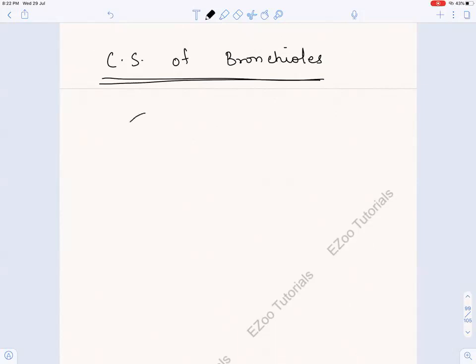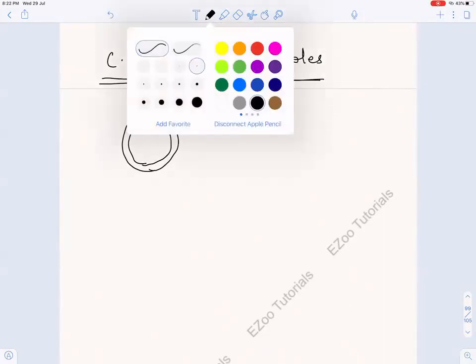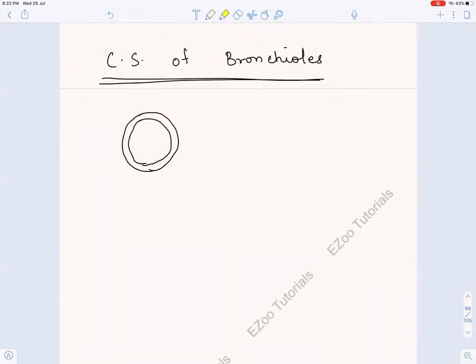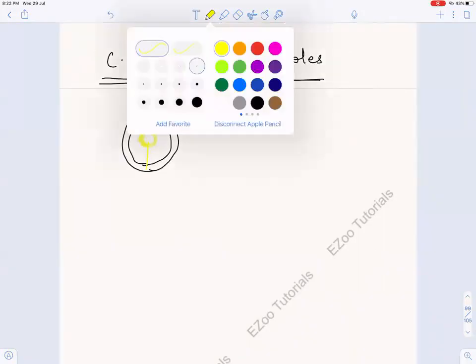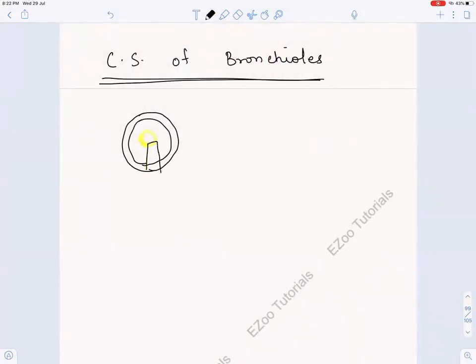So now this is the smooth muscle of a bronchiole that I am drawing. And now this is what? This is mucus. Okay, this is the mucus. So now let us zoom into just this portion and see what actually we are drawing.